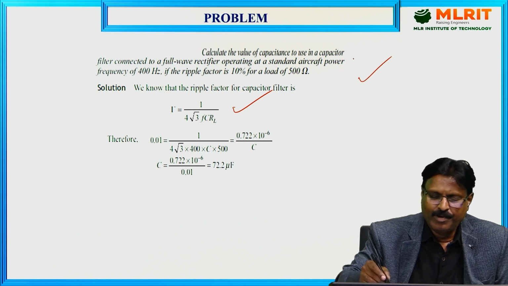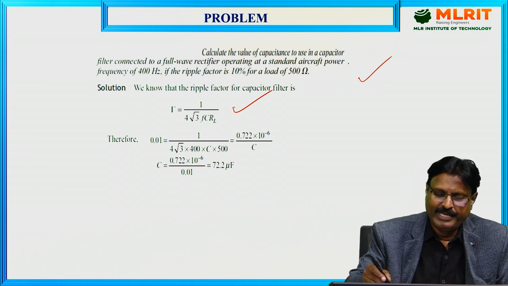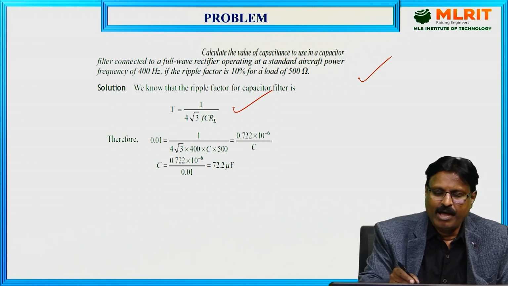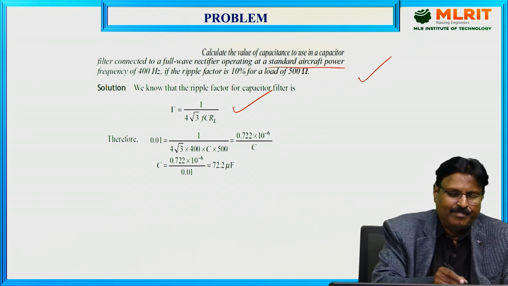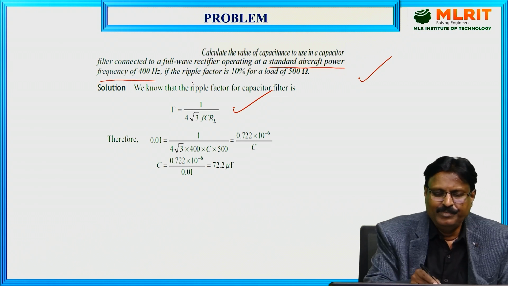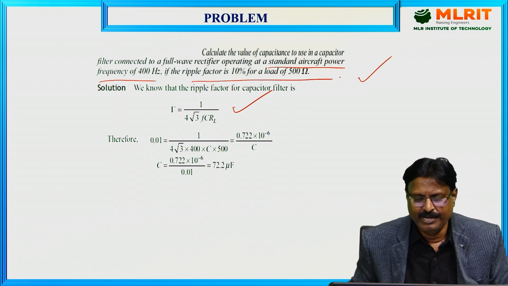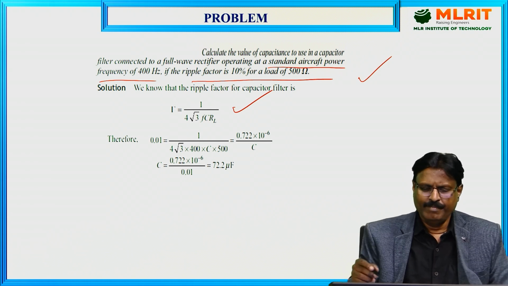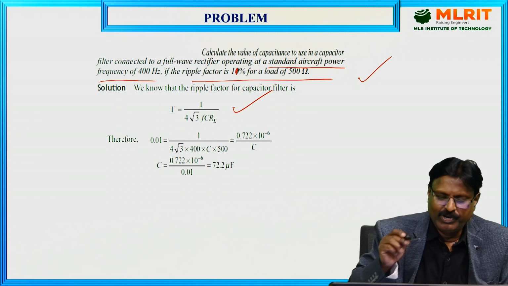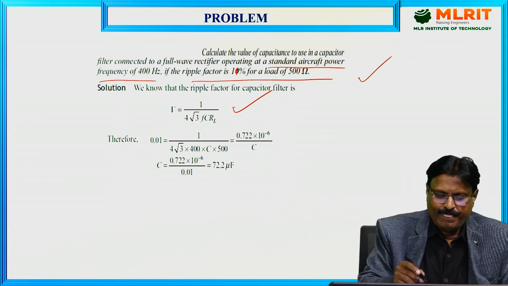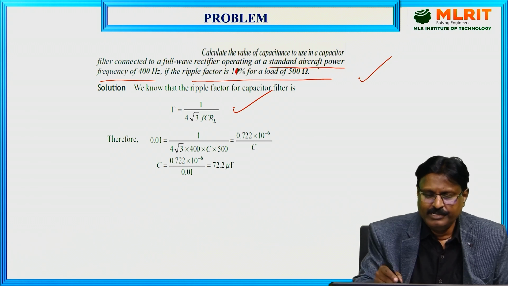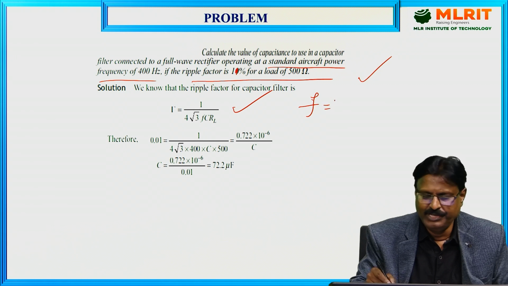The problem goes like this: calculate the value of capacitance to use in a capacitive filter connected to a full wave rectifier operating at a standard aircraft power frequency of 400 Hz, if the ripple factor is 1% for a load of 500 ohms. Note that it is not 10%, it is 1%. So what are the given values? The standard aircraft power frequency is given. What is the value of frequency? F is equal to 400 Hz.